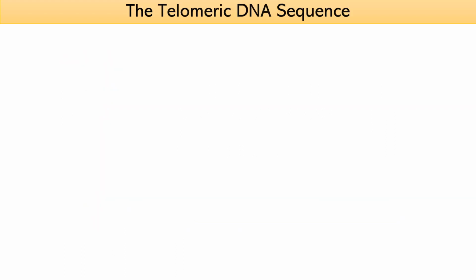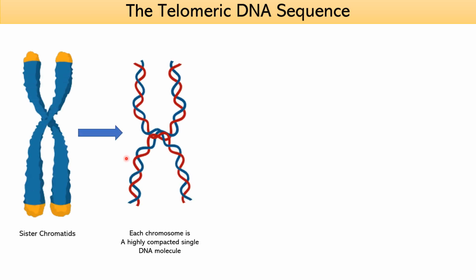So now let's have a closer look at the telomeric DNA sequence. As we know, every sister chromatid or every chromosome is nothing but a single DNA molecule that is highly compacted to form this chromosome. To get more information on chromosome formation and DNA folding, please have a look at this video that will appear here, and it's going to cover a lot of the questions you have.